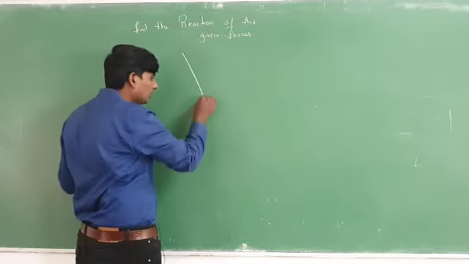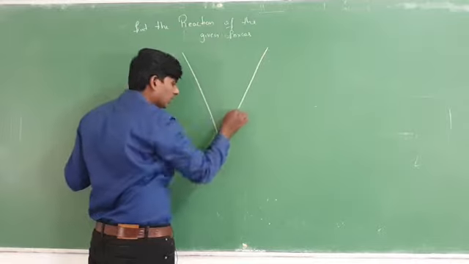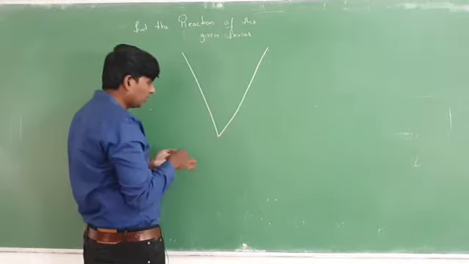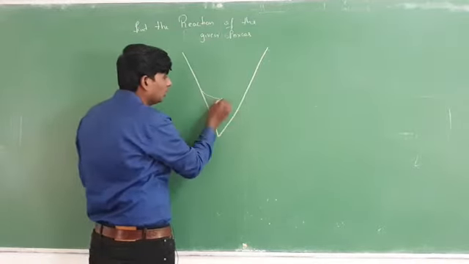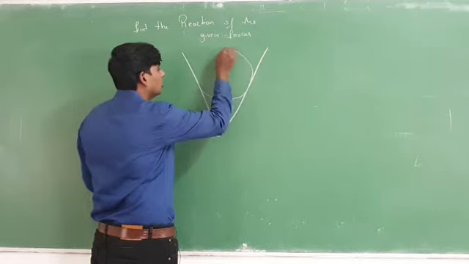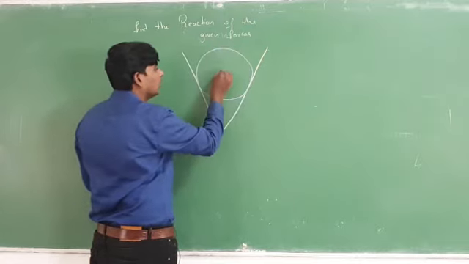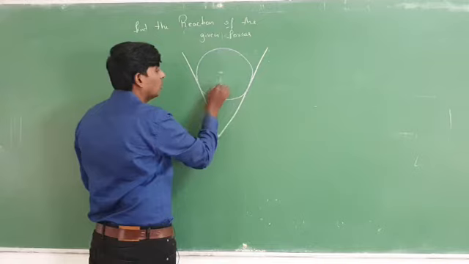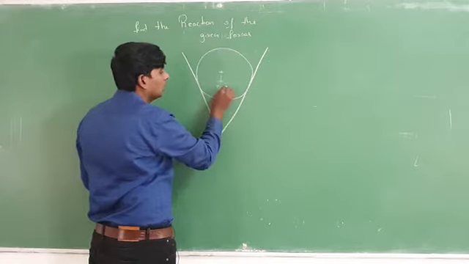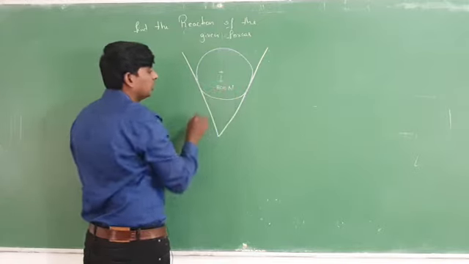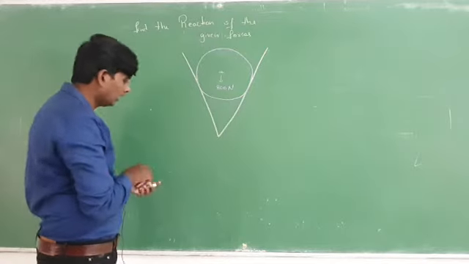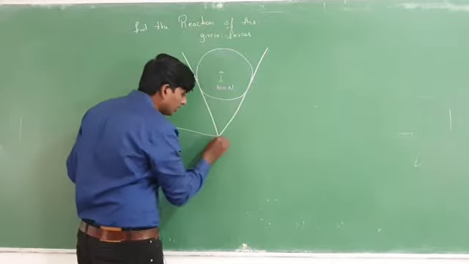Here a V groove is given. In this V groove, a sphere will be there. This one is your sphere, and the weight of this sphere is equal to 800 Newton. How much weight is there? 800 Newton. And here you will consider some angles.